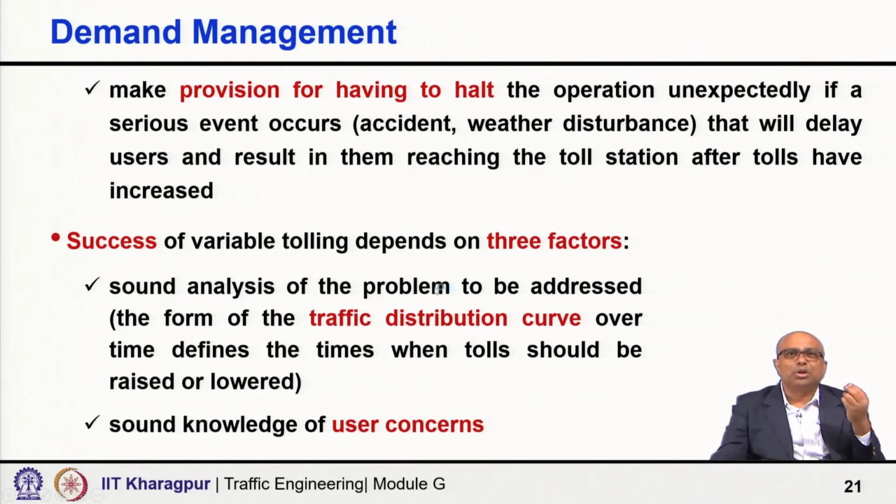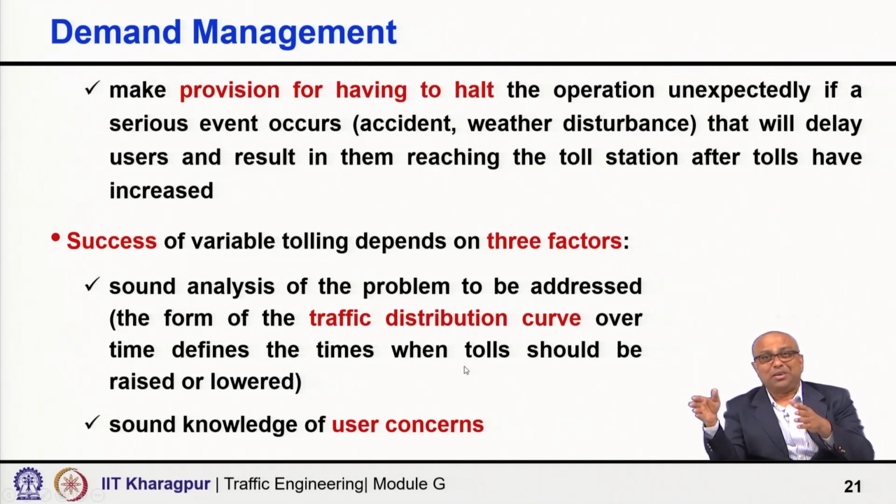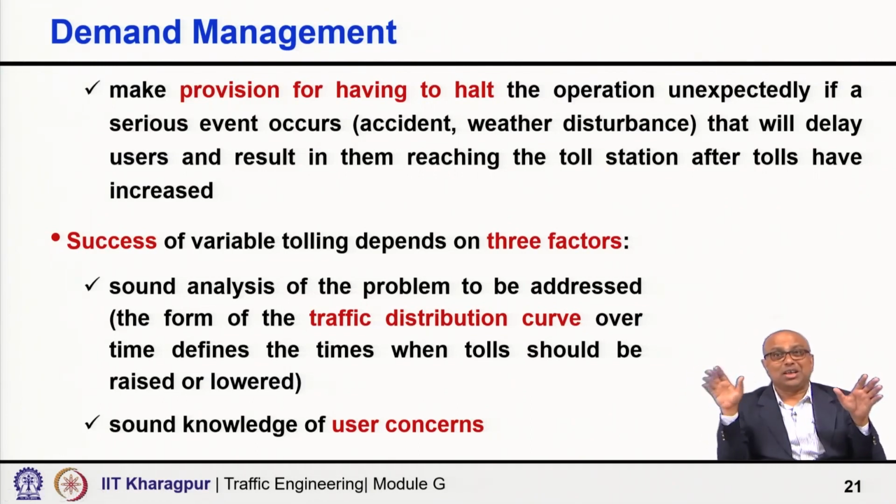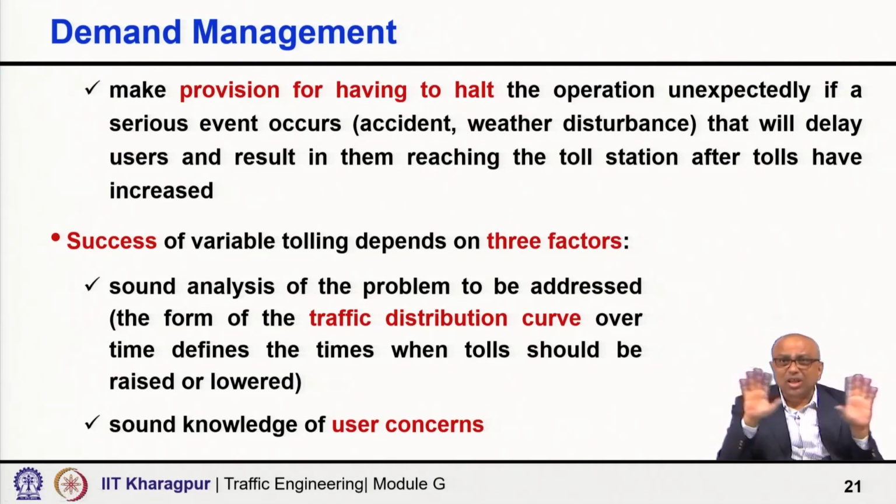Success of variable tolling depends on three factors very importantly. One is sound analysis of the problems to be addressed, in the form of, say, a traffic distribution curve over time, which defines when the toll should be raised and when it should be lowered. So, that traffic distribution curve is very important and a sound analysis should be done.